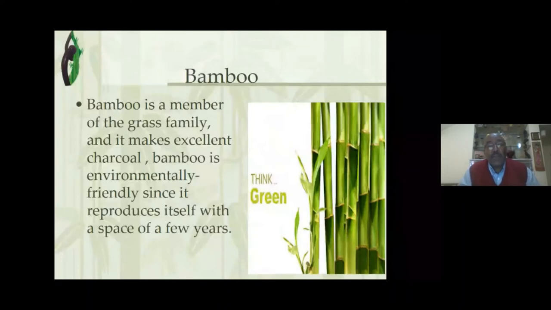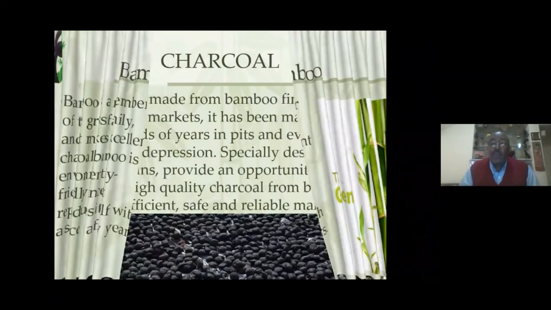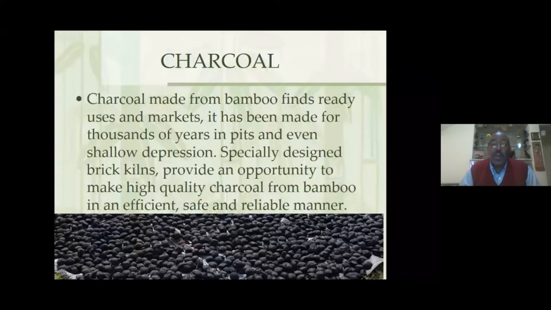Bamboo is a member of the grass family and it makes excellent charcoal. Bamboo is environmentally friendly since it reproduces itself within a few years. This the previous presenters already said. Charcoal made from bamboo finds ready use and markets. It has been made for thousands of years in pits and even shallow depressions. Specially designed brick kilns provide an opportunity to make high quality charcoal from bamboo in an efficient, safe, and reliable manner.